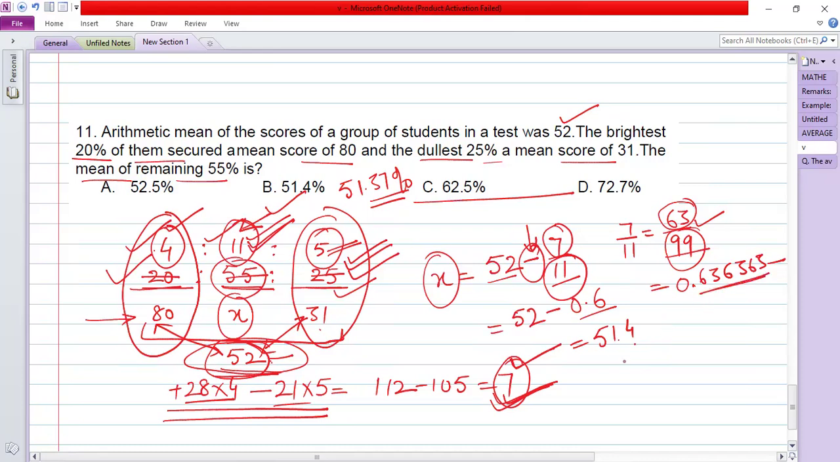So in this case, what will be x? It will be 52 minus 0.63, and here the answer will be 51.37. Actually, I am not rounding off here. If you are rounding off, then it will be 64, and obviously here it will be 66. So this is just a technique for the calculations.